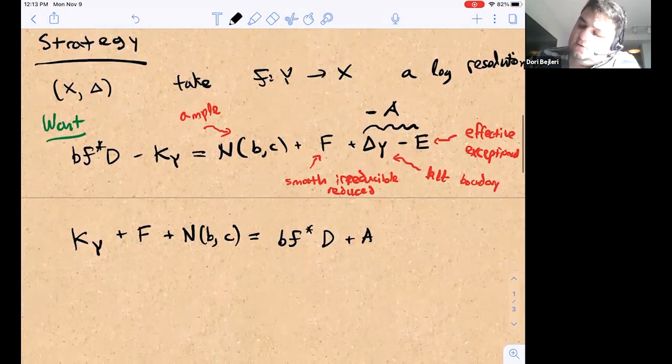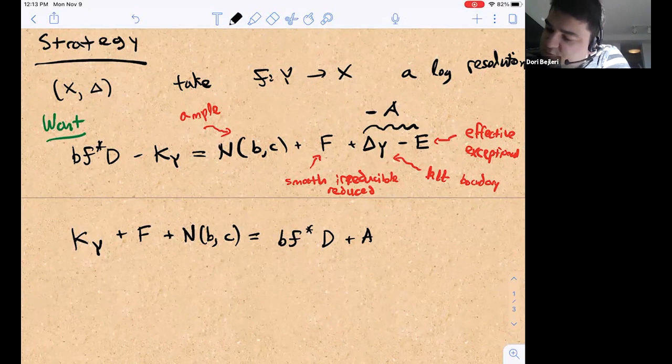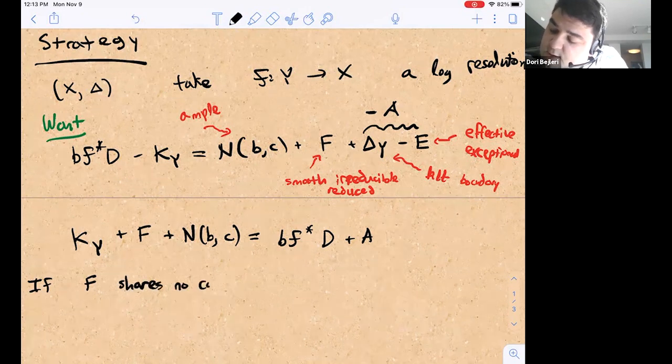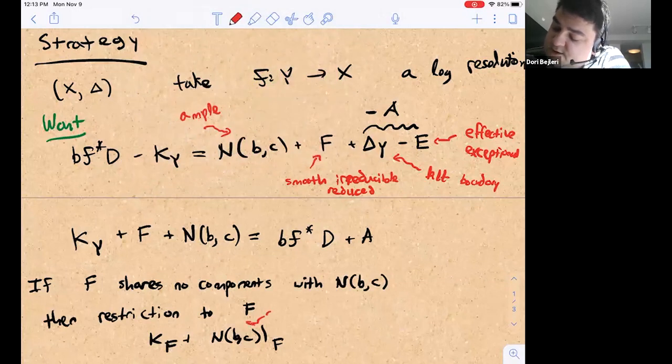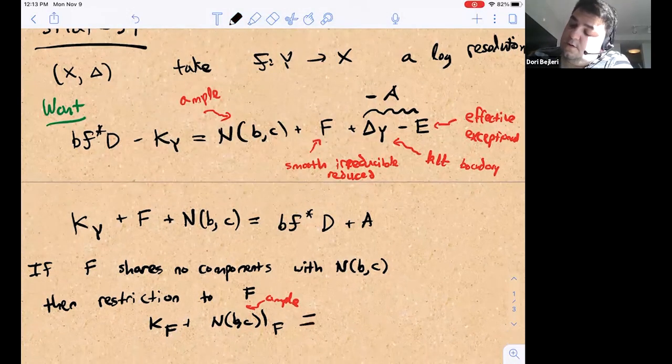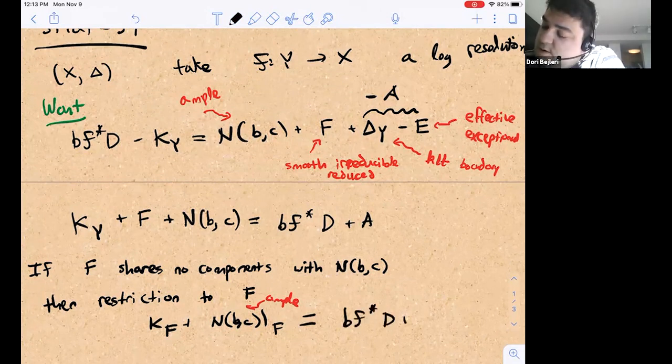And now when we restrict to F, I forgot one more property that we wanted F to satisfy, which is that F shares no components with N, that's also important. Then when we restrict, by adjunction we get K_F plus this N, where because N was ample, this is also ample, and so this is equal to whatever B_F upper star D plus A restricted to F is.